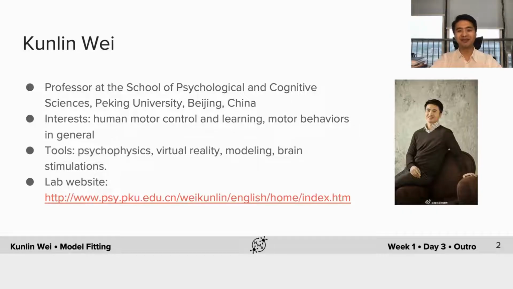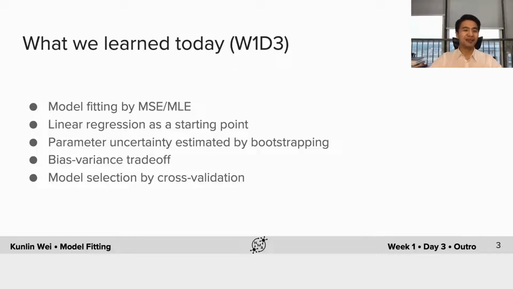Okay, what did we learn today? Today we learned how to use maximum likelihood estimation to do model fitting. Sometimes this is equivalent to minimizing the mean squared error. And we used linear regression as a starting point because it is one of the simplest models we can get. Once we get the model parameters, we can estimate their uncertainty by using bootstrapping. Then if we want to evaluate model performance, sometimes doing model selection or model comparison, we have to deal with the bias and variance trade-off. To do that, we use cross-validation.